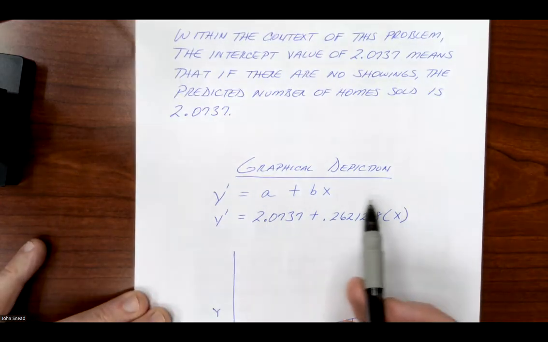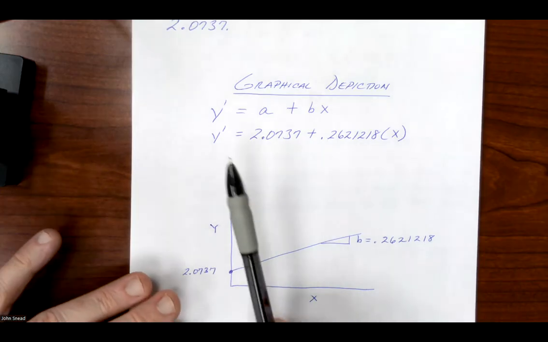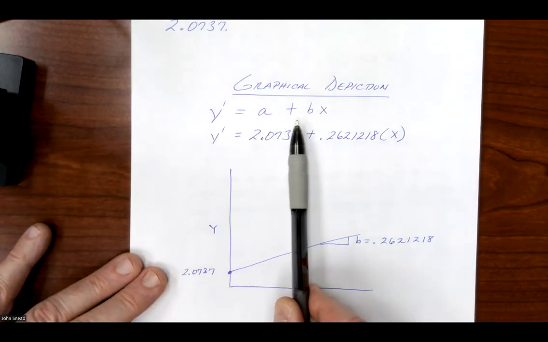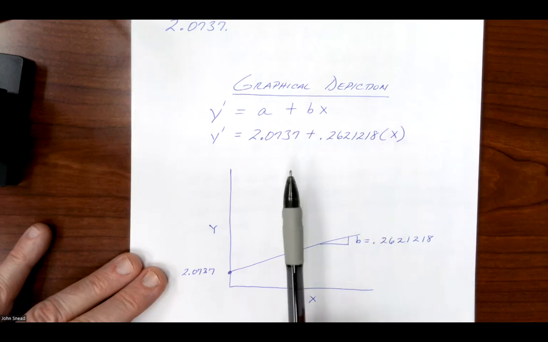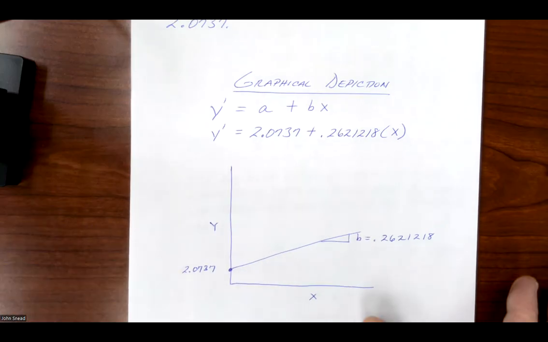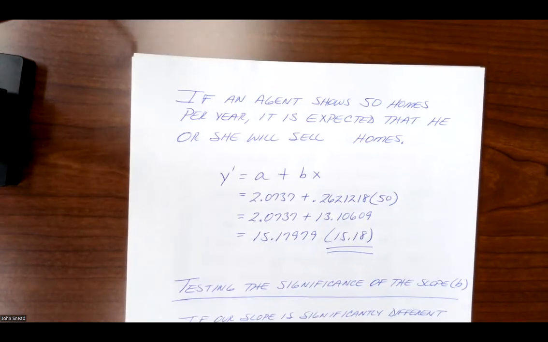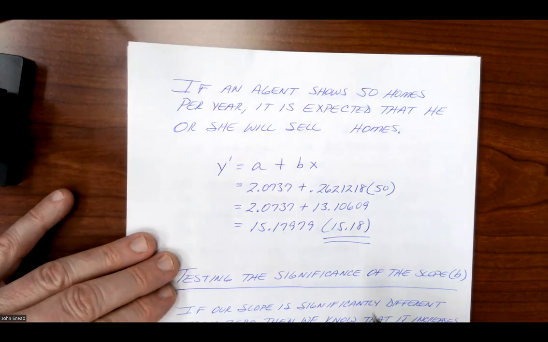So again, if we graphically depicted this, I did this earlier, this is going to look a little bit better. This is our regression equation, predicted y equals the intercept plus the slope times the value of the independent variable, that's x. So go ahead and put that, and this is graphically depicted. So if we have an agent who shows 50 homes per year, it is expected that he or she will sell how many homes? Okay, let's go ahead and figure that out.